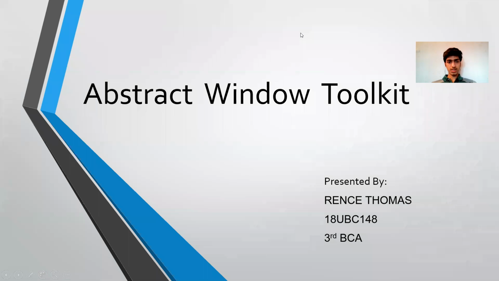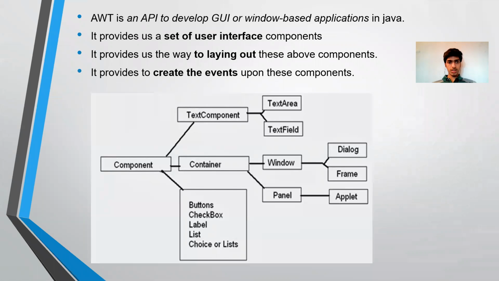Today, I am going to discuss the Abstract Window Toolkit in Java, in short AWT. AWT is an API to develop GUI or window-based applications in Java. It provides us a set of user interface components. It provides us the way to lay out these components. It provides the way to create events upon these components.